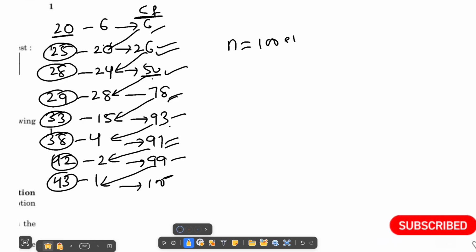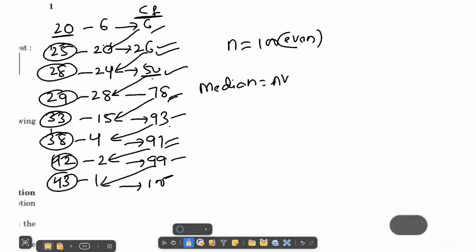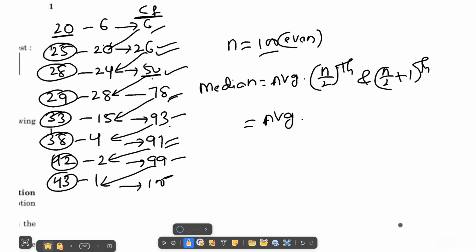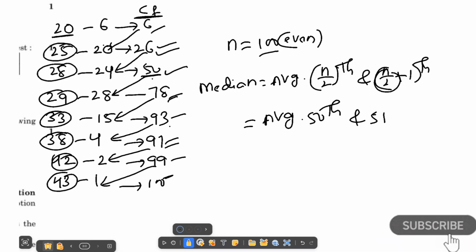So 100 is an even number. When there is an even number of observations, the median will be the average of the n by 2th observation and the n by 2 plus 1th observation. So the median will be the average of these two. n by 2 means 100 by 2, which is the 50th observation, and n by 2 plus 1 means 50 plus 1, the 51st observation.